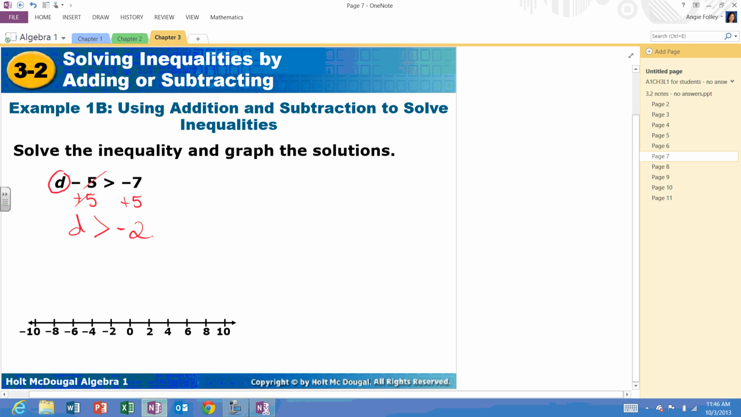Okay? Now let's put it on our graph. At -2, we're going to use an open circle because it's a greater than, not a greater than or equal to. And then it's telling us that d is everything bigger than -2. It's greater than, so it's all the numbers on the right side. So our inequality sign is facing the d, meaning the d are the bigger numbers. So we're going to color everything to the right.